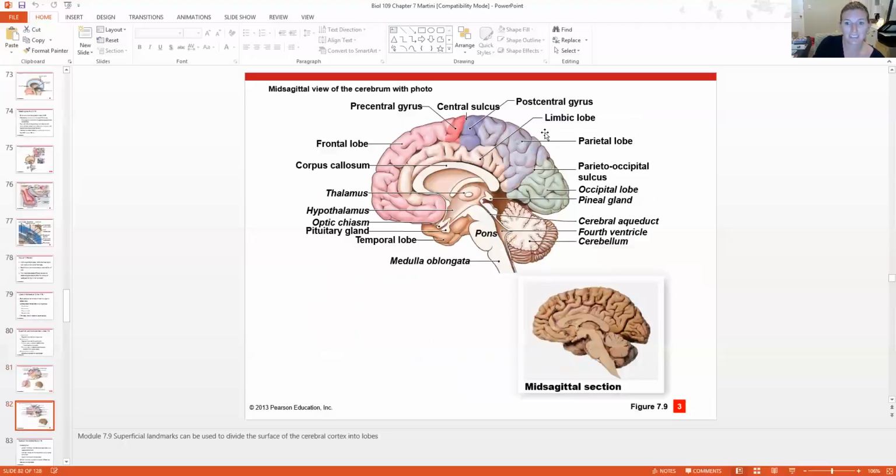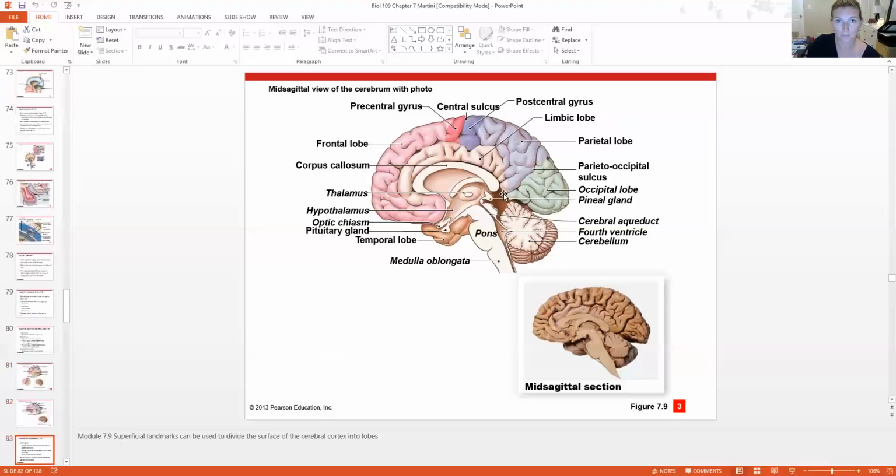Here you can see these a little bit better on a sagittal view, a mid-sagittal view. You can see areas of our diencephalon and the different lobes, our central sulcus, pre and postcentral gyrus. It's always important just to know front from back, or anterior from posterior, and you can very easily do that by locating the cerebellum, which is always posterior.